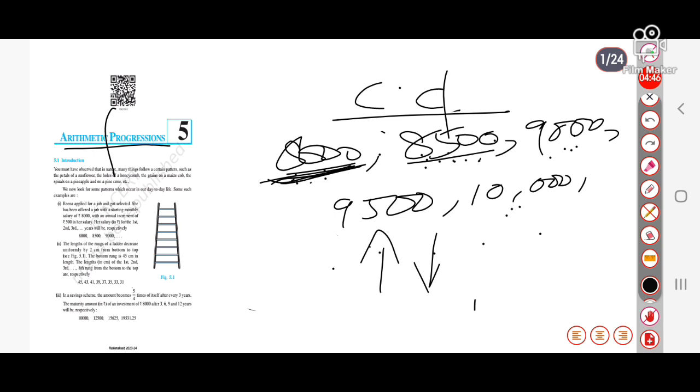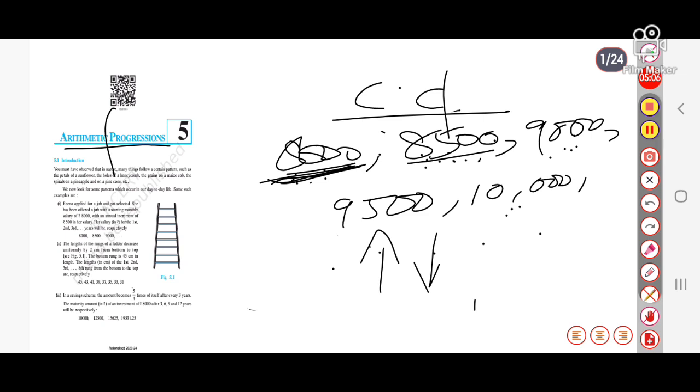So this is the basic introduction of this unit, right? The second subdivision that is given in the first page of your exercise is: the lengths of the rungs of a ladder decrease uniformly by 2 cm from bottom to top. The bottom rung is 45 cm in length.